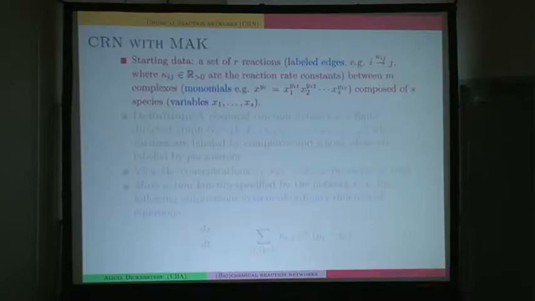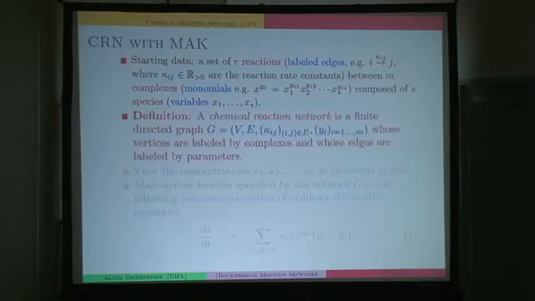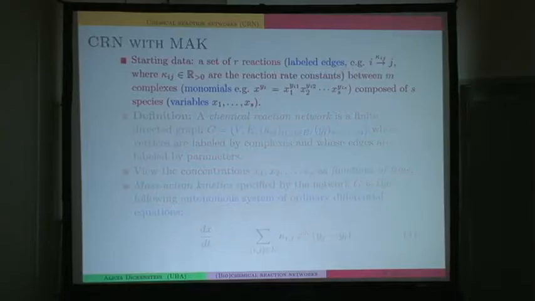And then in general, what we have is a set of reactions. These will be labeled edges. And the labels are positive real constants. If they are 0, we say that the arrow is not there. So if we see the arrow, the constant is assumed to be strictly positive. And then there are M complexes.